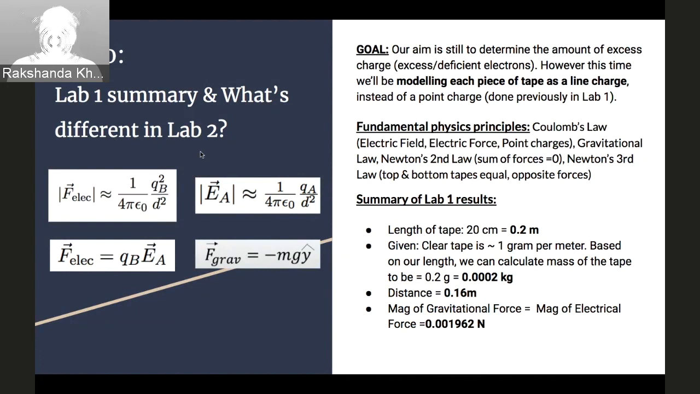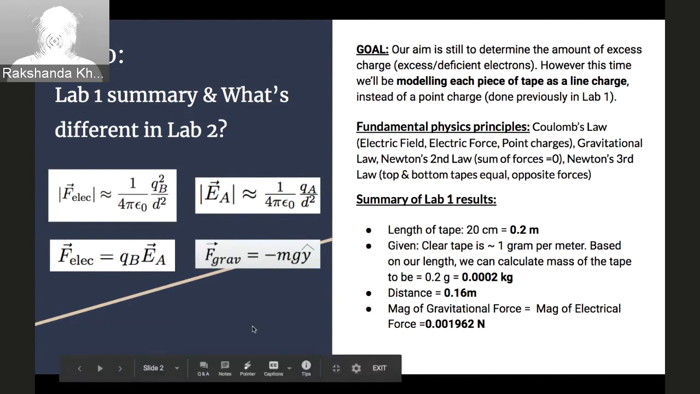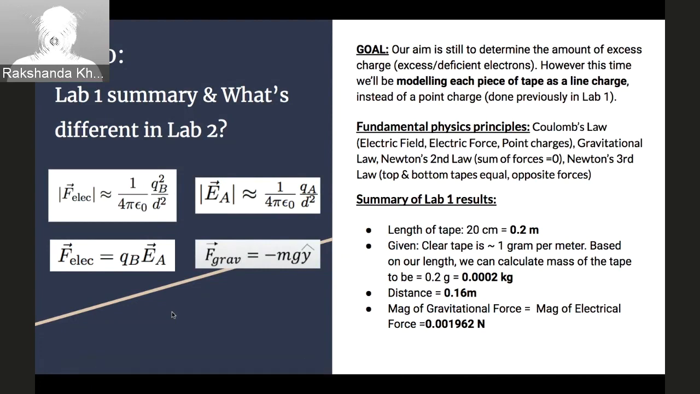For this lab, our aim is still to determine the amount of excess charge, which is the amount of excess or deficient electrons. However, the difference is that this time we'll be modeling each piece of tape as a line charge instead of a point charge, which we did previously in Lab 1.